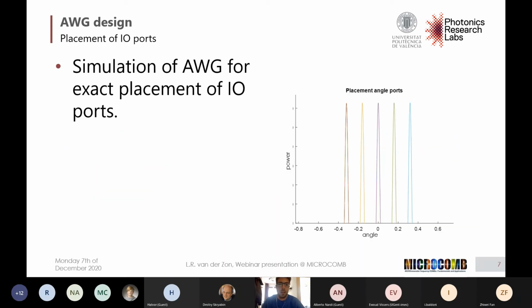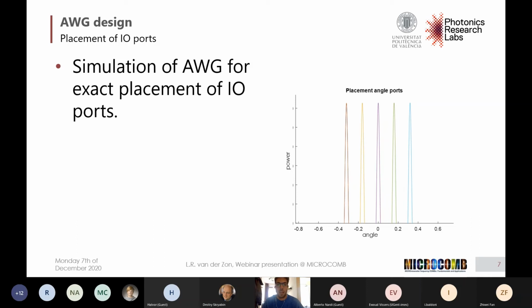So then if we define all the path lengths, we should define where to put the ports. I did this by simulation. It can also be done analytically or mathematically with basic formulas used for AWGs you can find in literature. But because we have a very precise input, I wanted to simulate the whole AWG to be sure that the ports are placed exactly where the comb line will be present.